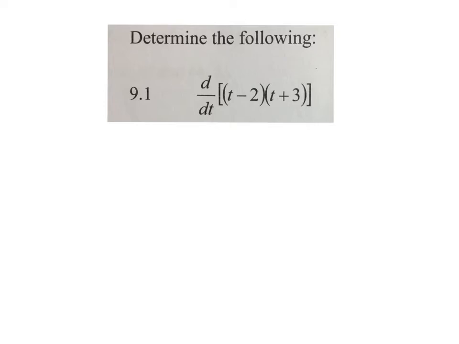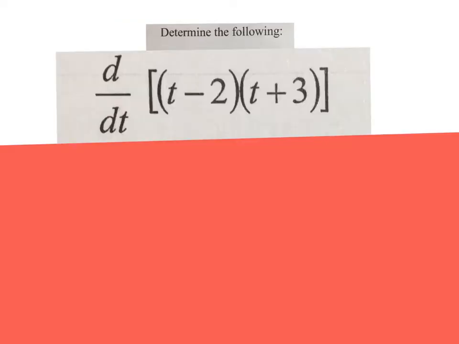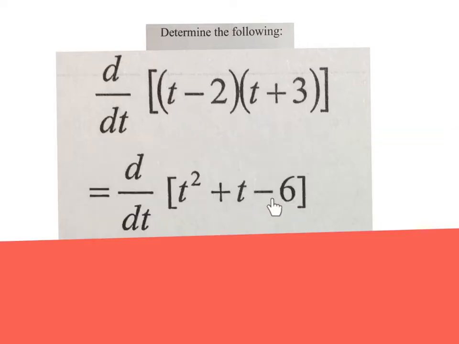The next question says, determine the following. Determine d of t of this. They're asking, derive this, find the first derivative. We take the expression they gave us and simplify the two brackets out, multiply them out. Then it looks like this. Now we can derive it.